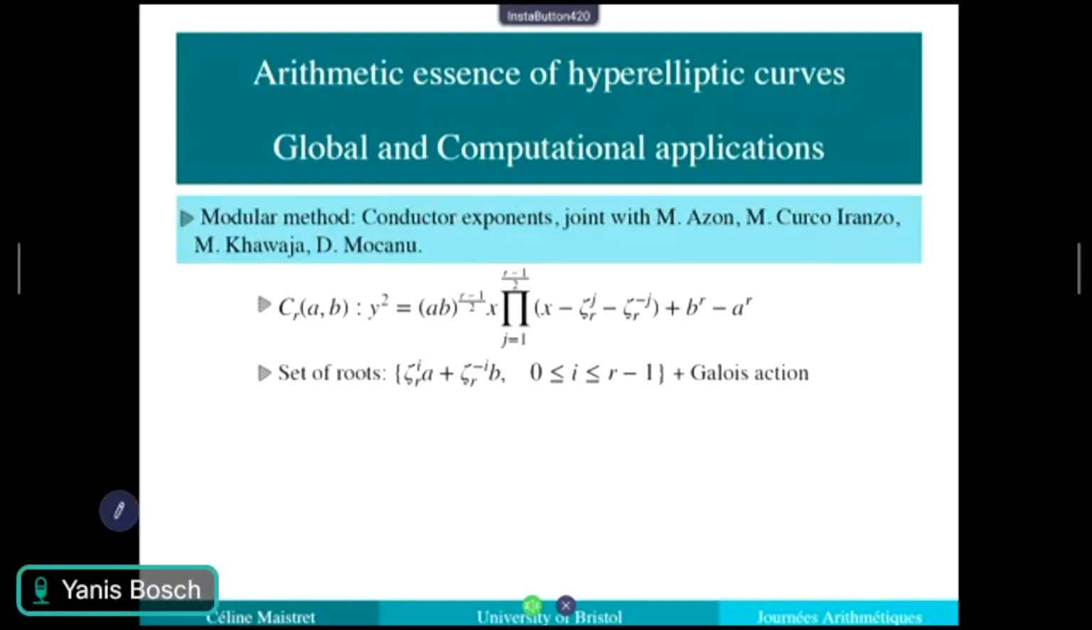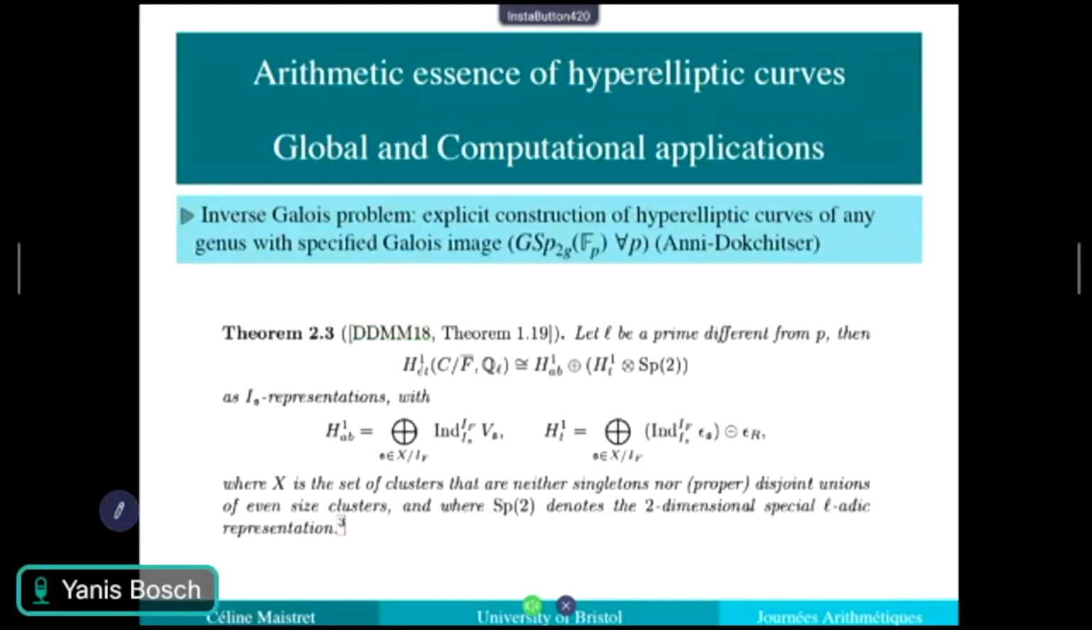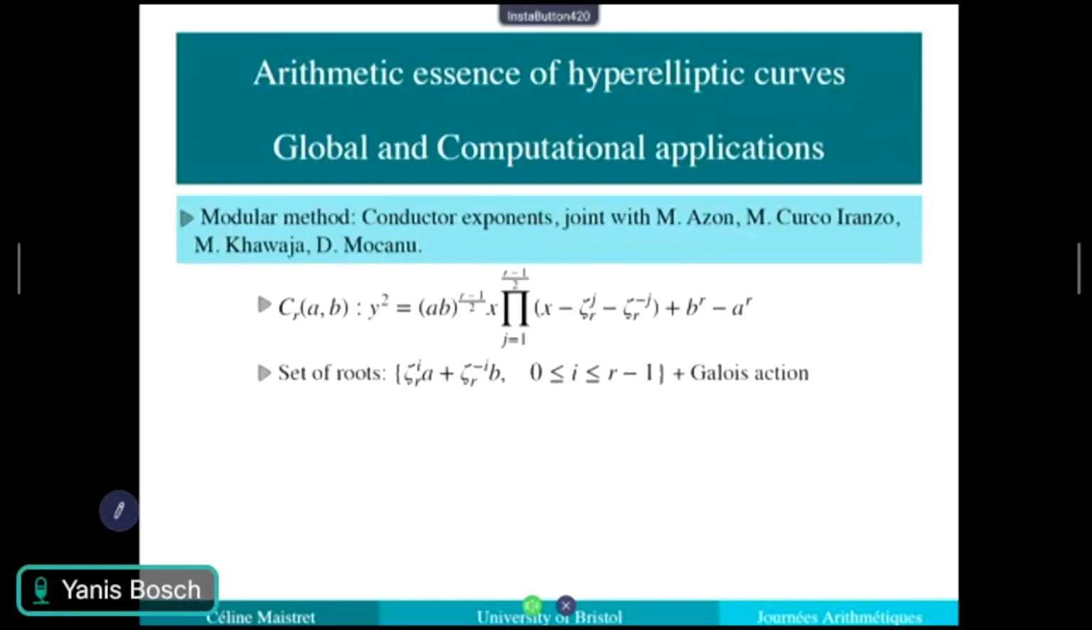So, these are families of hyperelliptic curves. They depend on 3 parameters, R, A, and B. When R grows, the degree of the polynomial grows and the genus of the curve grows. And what we exploit here is the fact that these families are very explicit and you can extract the roots.